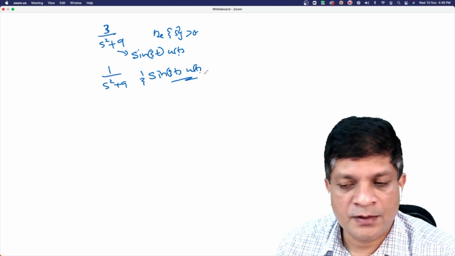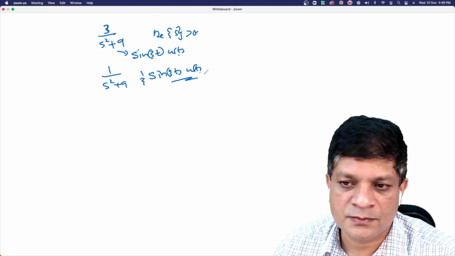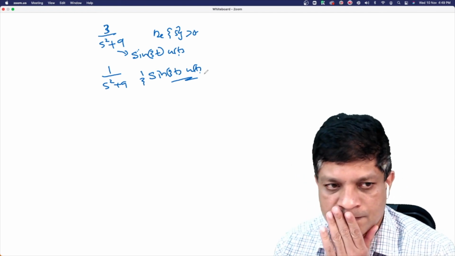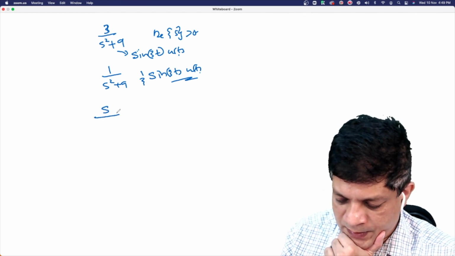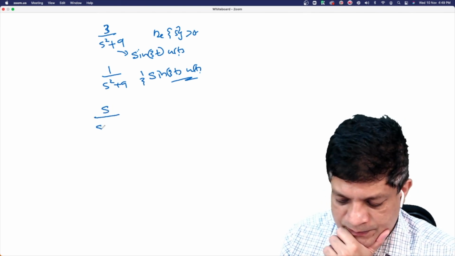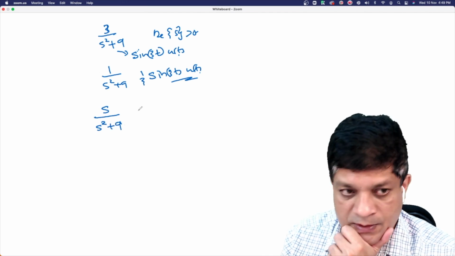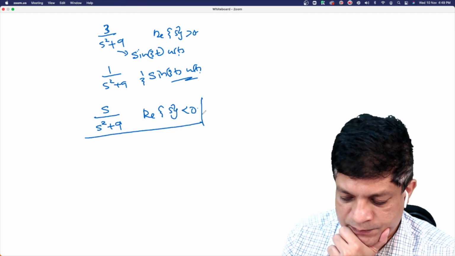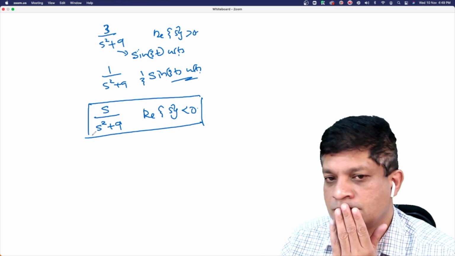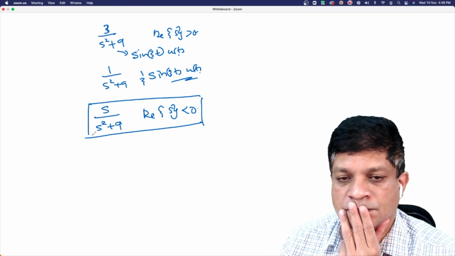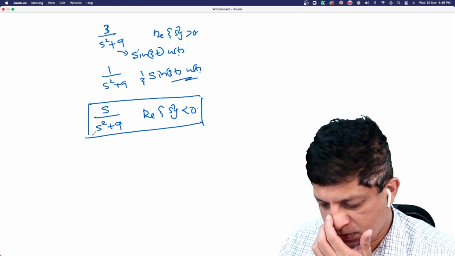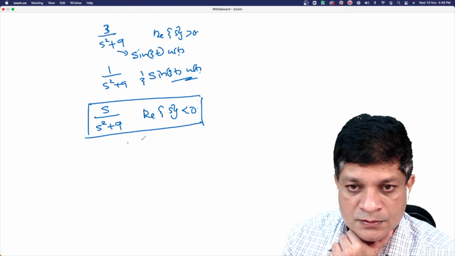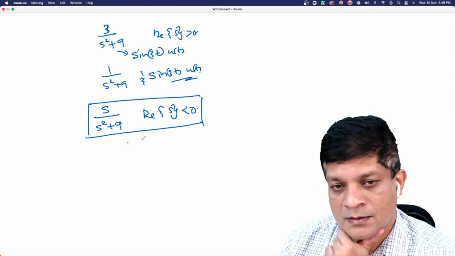So in all these problems, you have to convert it into the form of those standard results and then find the inverse transform. Can you tell me what is the transform of this? s square plus 9 and real part of s less than 0. Cos, the cos 3t u of minus t. The ROC is also important.